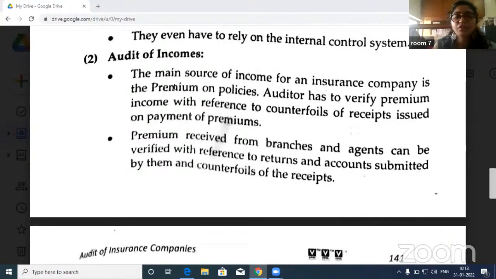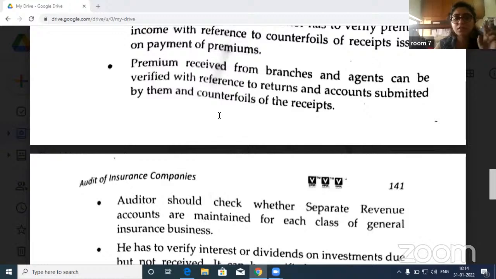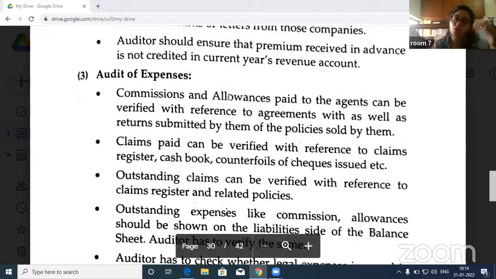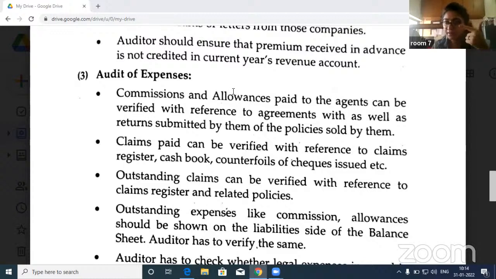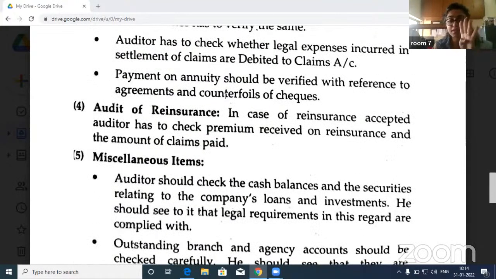Okay, next, audit of incomes. The second step is that he will start with the audit of all incomes. The third step will be the audit of all the expenses, like claims, outstandings, and expenses like commission, allowances, etc. Audit of reinsurance is the fourth step. He will start checking all the transactions related to reinsurance, whether it is accepted or ceded, and what proportion of the amount was decided between two different companies.